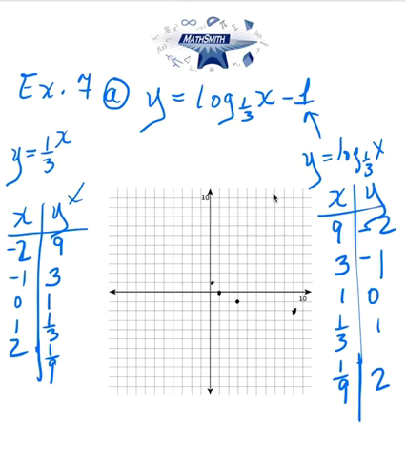But now I've got to put my vertical shift in here. Everything's going to go down 1. This goes down 1, this goes down 1, this goes down 1. And now I sketch my graph. It's going to do something like this. And so there it is. That's what this is.